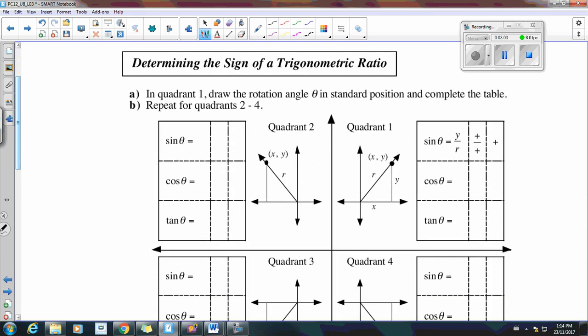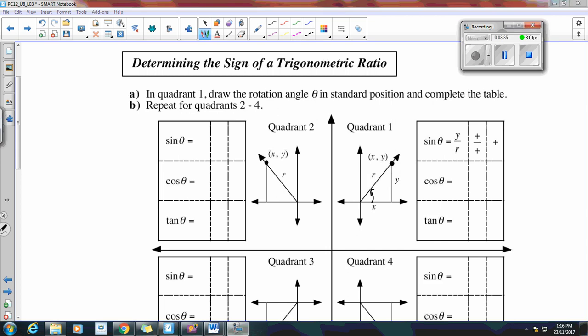So determining the sign of the trigonometric ratio. So in quadrant 1, draw the rotational angle theta in standard position and complete the table. So here is our rotation angle. Sine is y over r. So r, no matter where we go, is always going to be a positive value. Our x and y values can be positive or negative depending on what quadrant we're in. So in quadrant 1, our x is positive and our y is positive. That's true for any term.